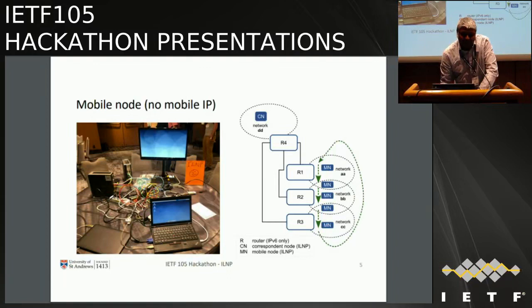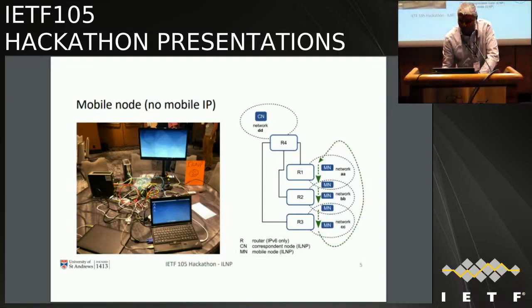And what happened is that as the mobile node moves across, it's running a TCP flow from the blue node, the correspondent node, while it moves. And we just wanted to see, can ILNP do what it's meant to do, which is to change its location seamlessly as it moves across those different networks.